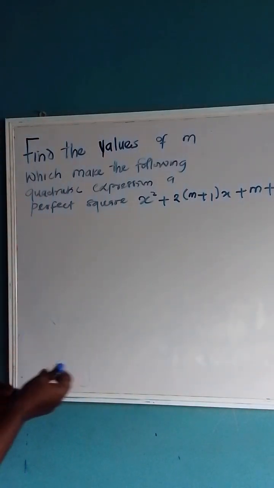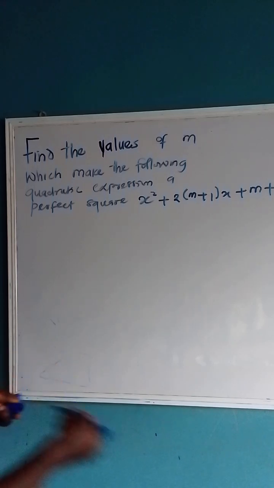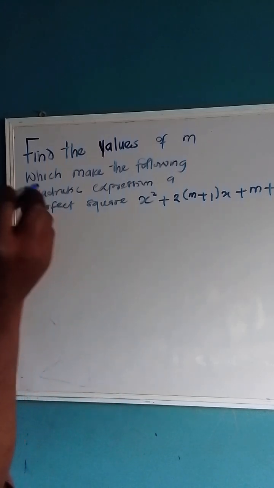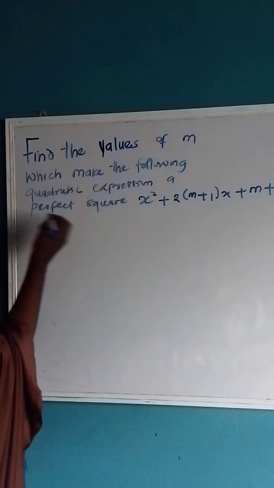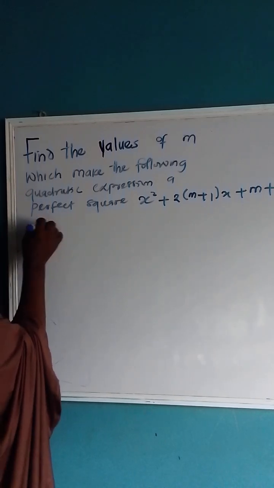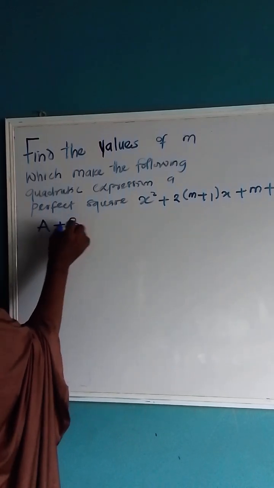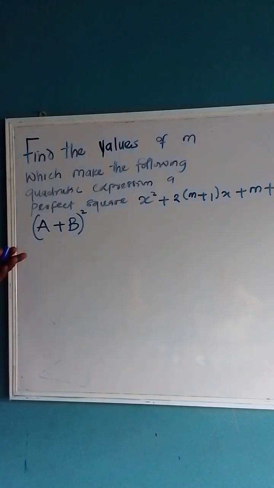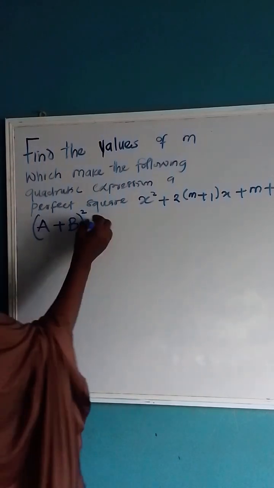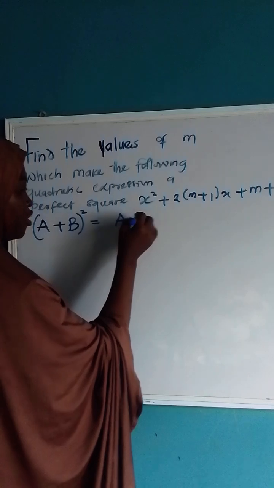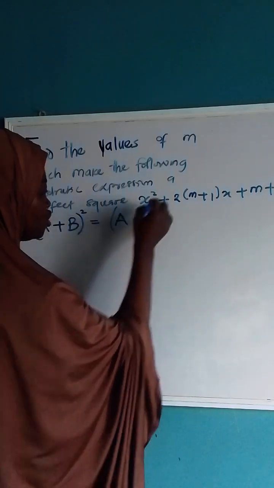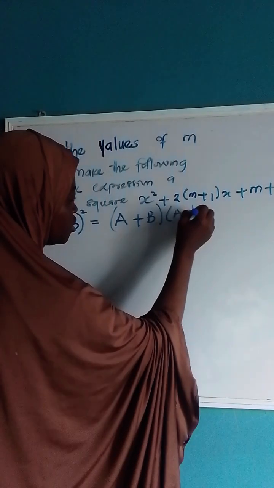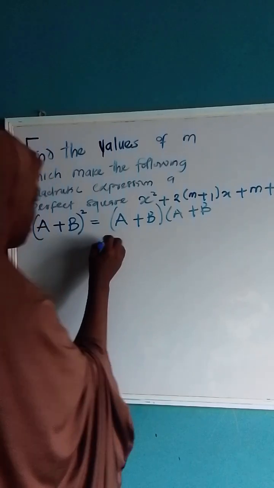The first thing that you have to do is that you know that for an expression to be a perfect square, now let me show you a perfect square. (a plus b) squared is a perfect square, and you can now write it like (a plus b) into (a plus b). So now this is a perfect square.